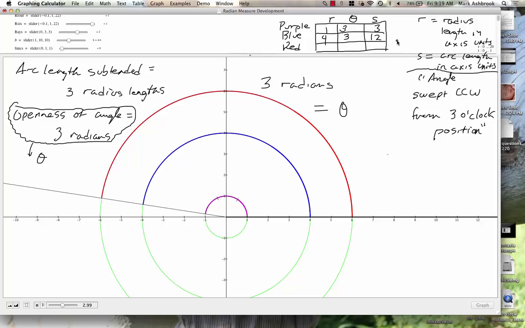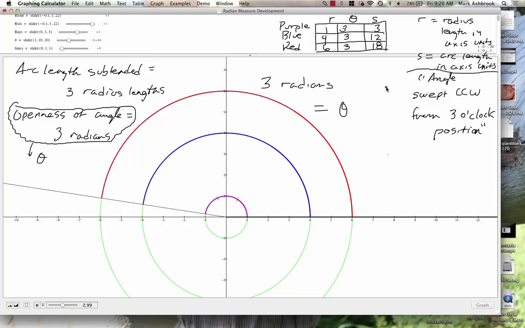And besides openness, you could also say that number 3 is the number of radius lengths, right? That's where we started. We started with radius lengths. So they all have the same number of radius lengths that define that angle. Okay, red. How about Josh back there? Red. R would be 6. And then theta would be 3 still. And then 18. Agree with that?